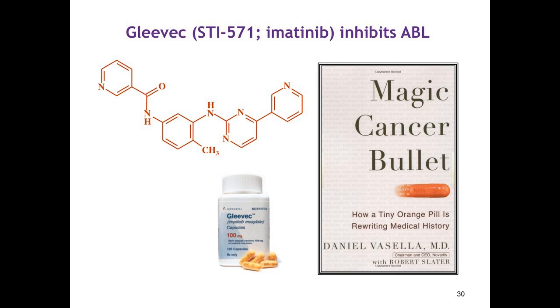The drug that they developed in collaboration with Novartis Pharmaceuticals, the breakthrough drug for GIST, originally called STI-571, now known as imatinib or brand name Gleevec. This is an inhibitor of this ABL tyrosine kinase. It's transformed the treatment of chronic myelogenous leukemia. It's also transformed the treatment of GIST.